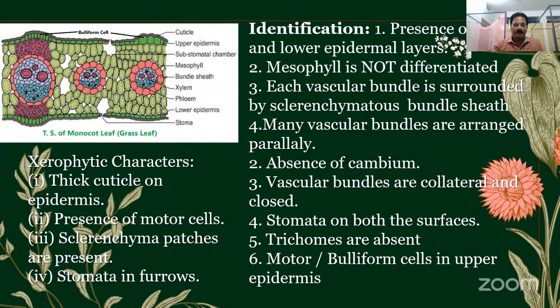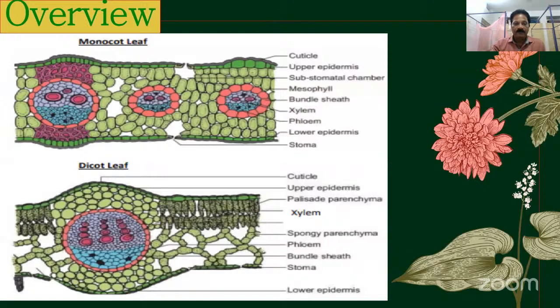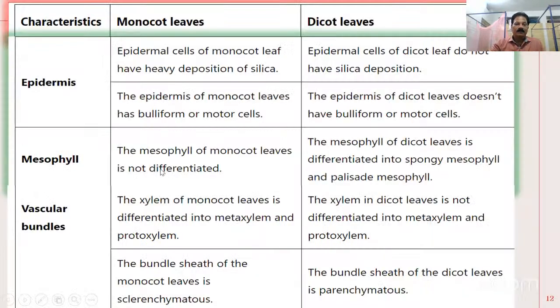So this is the overview. So this is the description. Monocot leaf here: silicate deposition is there in monocots. There is no silicate deposition in dicots. In upper epidermis, bulliform cells are there. Here, there are no motor cells or bulliform cells in dicot leaf. Mesophyll is not differentiated in monocot. Here it is differentiated into palisade and spongy tissue. And vascular bundles, here in monocot, sclerenchymatous bundle sheath extensions and bundle sheath. Here parenchymatous bundle sheath.